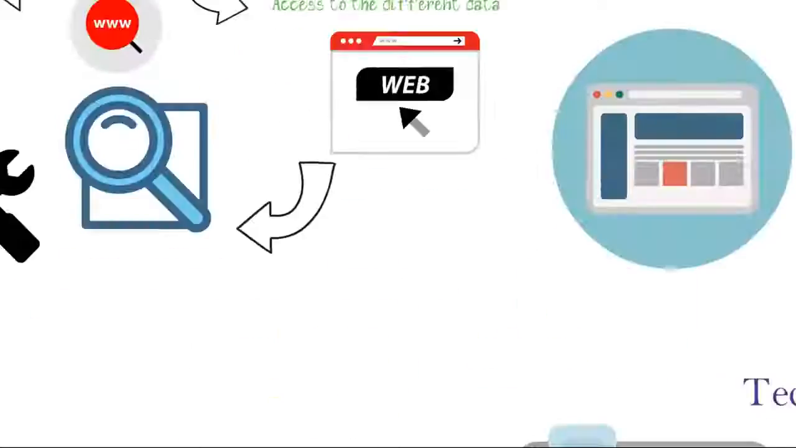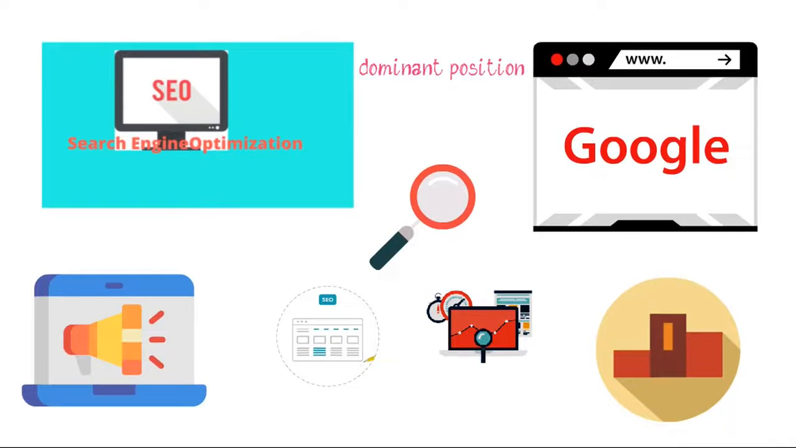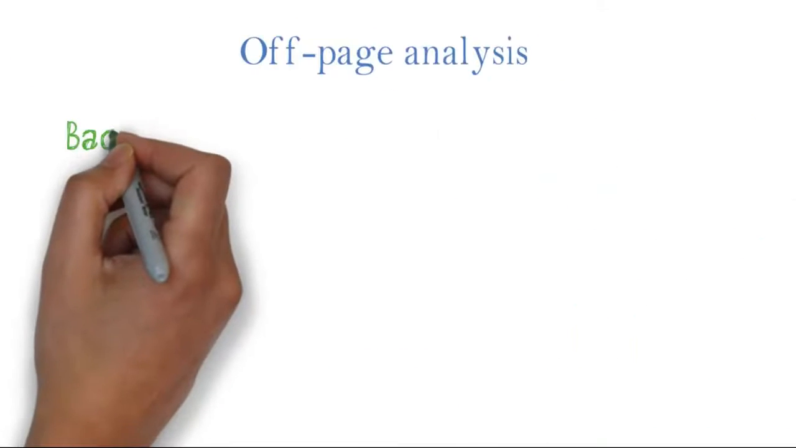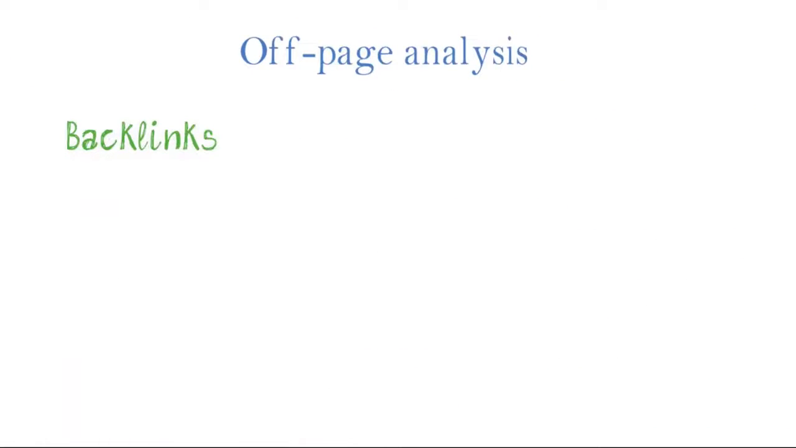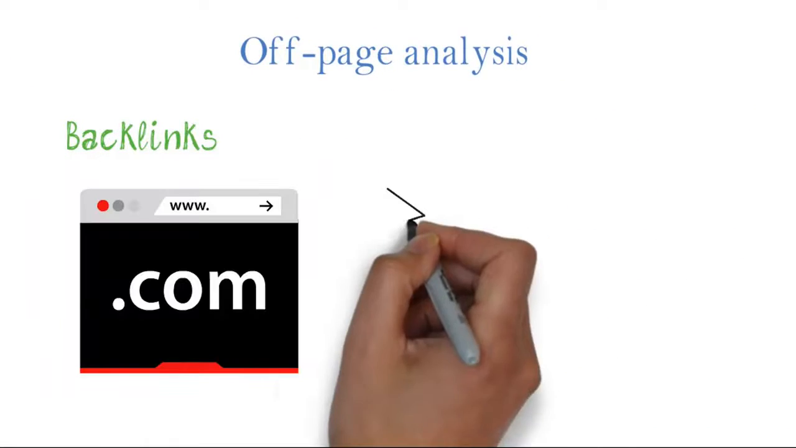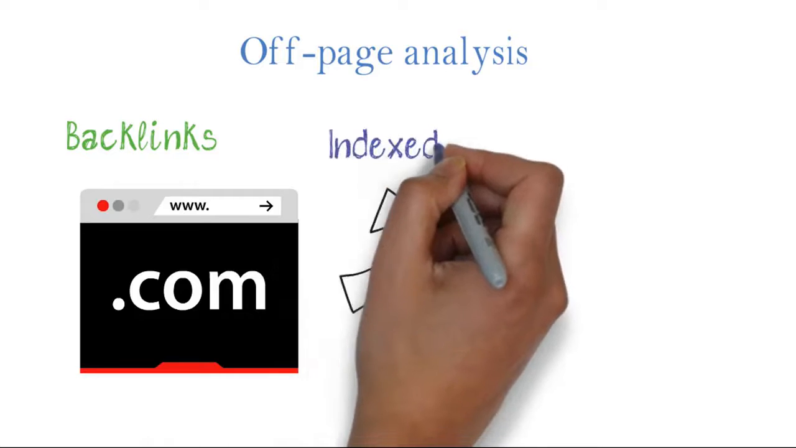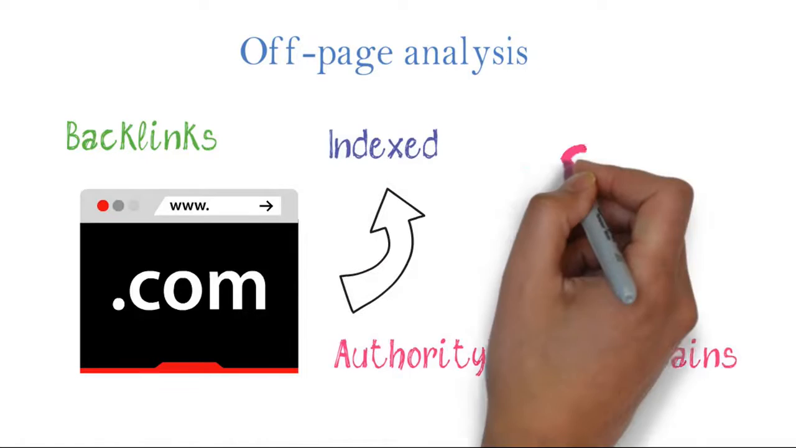Off-page analysis: exploring the external links that lead to the analyzed site. In that case, you need to know how many backlinks there are, how many domains those backlinks come from, whether the domains are indexed, what is the authority of the domains that link to the site, etc.